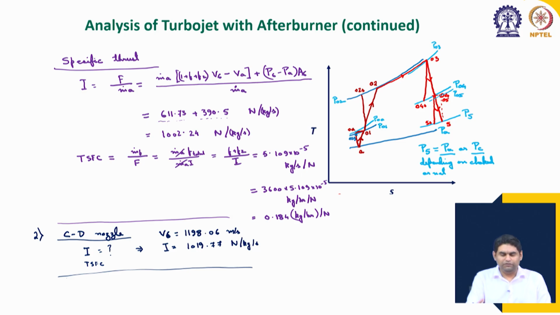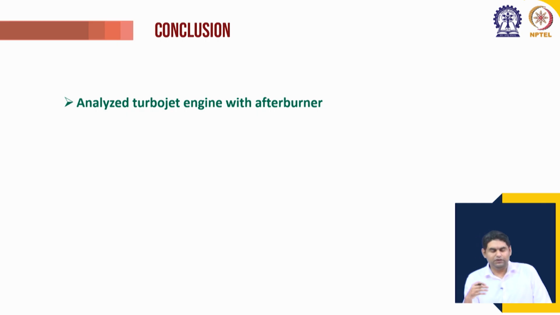I hope you have got a very good idea about the comparison between the afterburner case and the without afterburner case. Please try similar problems given in the assignment set. With this we will conclude. We have analyzed the turbojet engine with afterburner, and from the next class onward, we will go to another type of engine, which is very widely used nowadays. It is the most common type of engine used nowadays, known as the turbofan engine. It is used both for military aircraft as well as civilian aircraft, and almost all large civilian aircraft use turbofans nowadays.